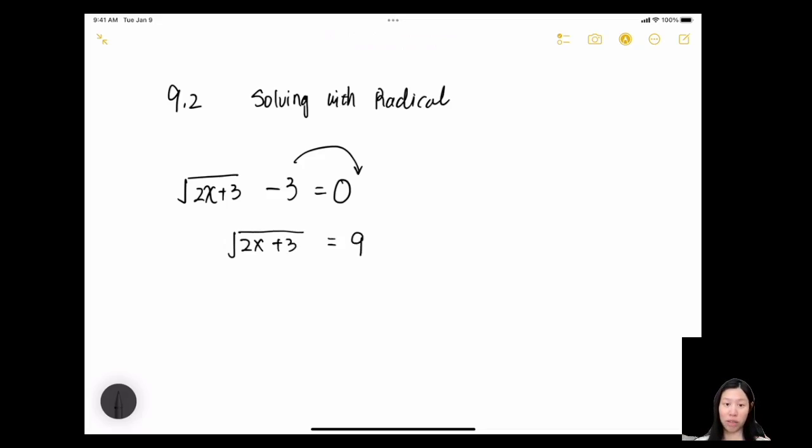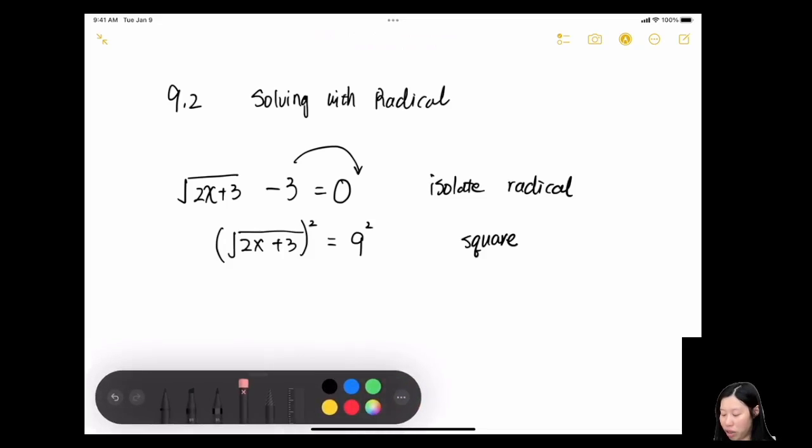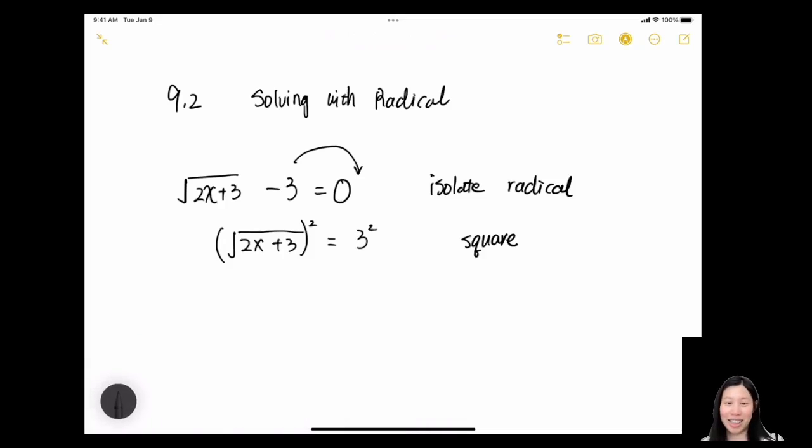After that, we square both sides. Let me write down the steps. Isolate the radical. Sometimes there is one radical, sometimes two. After you isolate one, you square both sides. So that's 3 squared, I shouldn't write 9, I'm jumping the steps. Okay, and then you square both sides. Square root and square cancel, so I have 2x plus 3 equals 9.